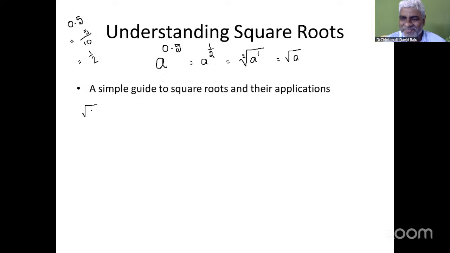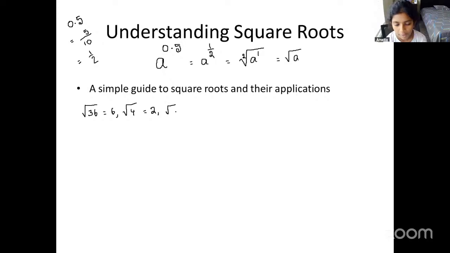36, sir. Yes, very good. The square root of 36 is equal to 6. Tell a few more examples. Square root of 4 is equal to 2, sir. Very good. And the square root of 8 is 4, sir.